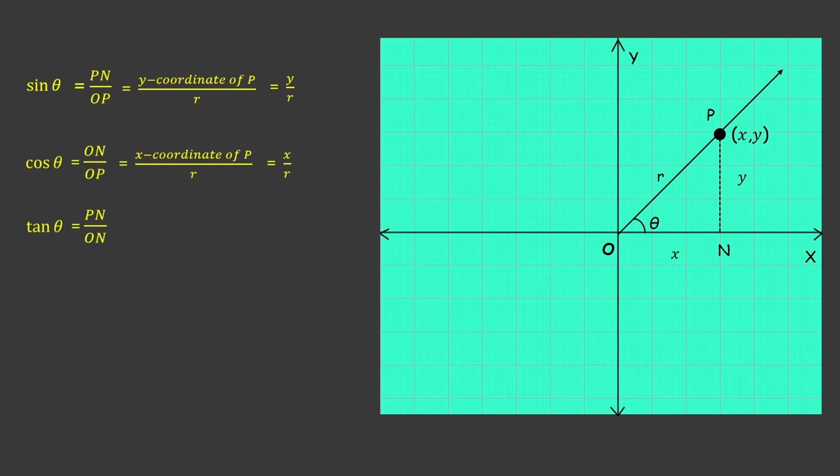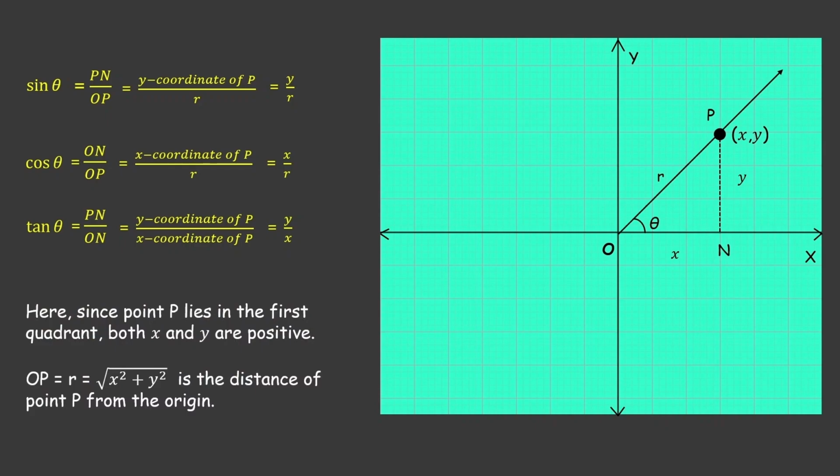Similarly, tan theta is going to be PN upon ON. That is y coordinate of P upon x coordinate of P, which is y upon x. Now, since point P lies in the first quadrant, both x and y are positive. So, OP, which is R, is going to be square root of x square plus y square. This is the distance of this point P from the origin.